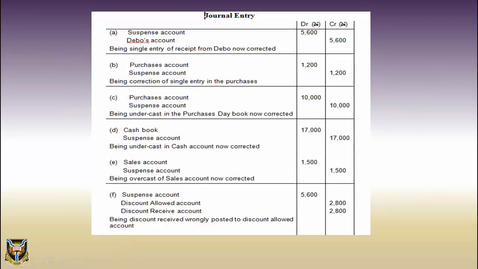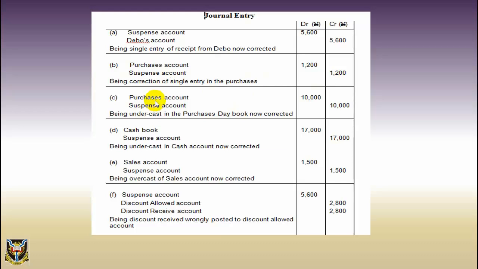Journal entry. A. Suspense account, Debtor's account. Being single entry of receipt from Debtor, now corrected. DR in Naira, CR in Naira, 5,600, 5,600. B. Purchases account, suspense account, being correction of single entry in the purchases, 1,200, 1,200.